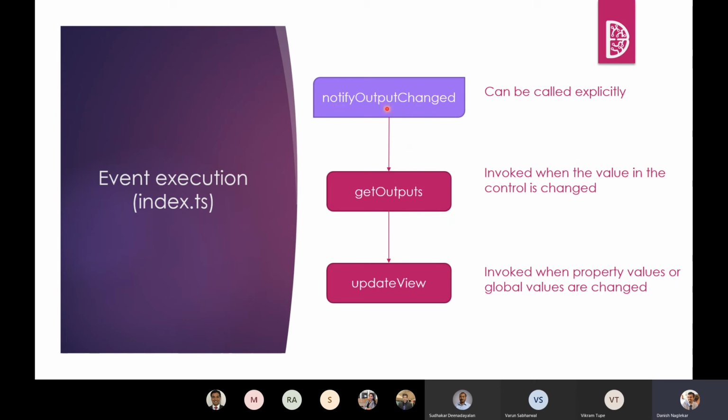So you use notify output changed, which calls the get outputs. And this is the important method. Anytime get outputs is called, if you want to send the updated data back to CRM, you would write the logic in the get outputs method. Okay, and whenever the get outputs method is called, because the output is changing, the update view gets invoked as well.